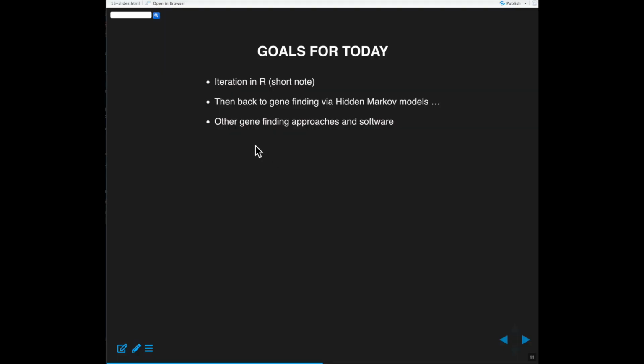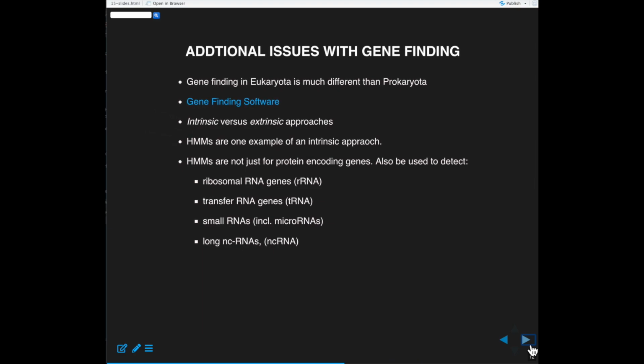All right, the other thing I wanted to talk about today was gene finding approaches and software that go beyond the hidden Markov model that we've looked at. Firstly, there's a division between eukaryotic and prokaryotic, and we'll talk a little bit about why, but generally speaking, gene finding is much different in those two broad categories. Eukaryotic are cells with a nucleus, and prokaryotic don't.